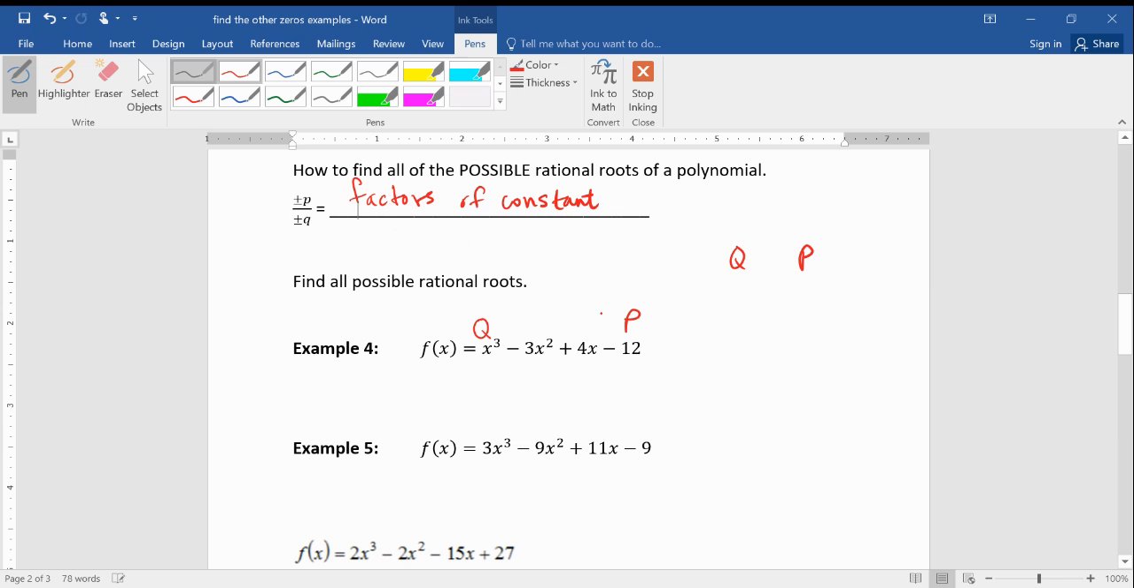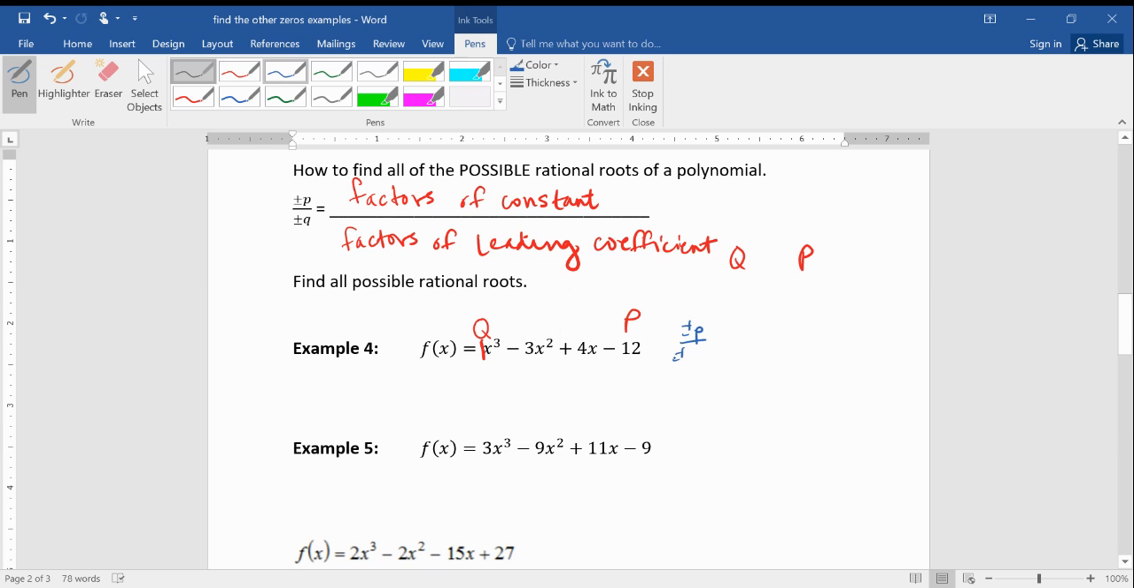So the factors of the constant, remember the constant is just the number at the end. Then the beginning is where your Q is located, and that is the factors of the leading coefficient. Remember the leading coefficient is that term that has the highest degree, and then you look for that coefficient on that term. So in this example 4 that we're looking at, P is 12 and Q is 1. So what we're going to do, we're not going to solve this problem. We're just going to generate a list of possible zeros if we were actually trying to find what it was.